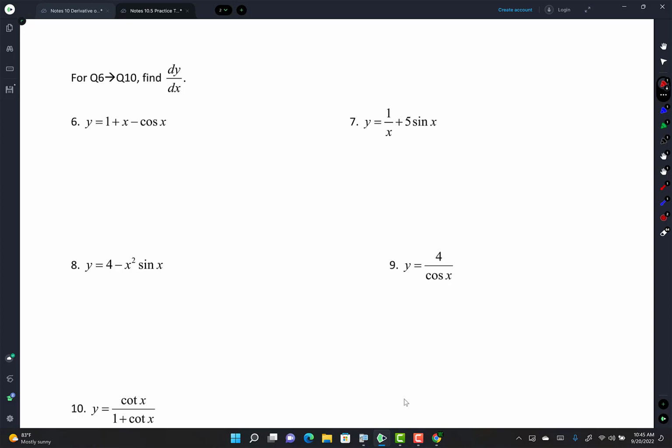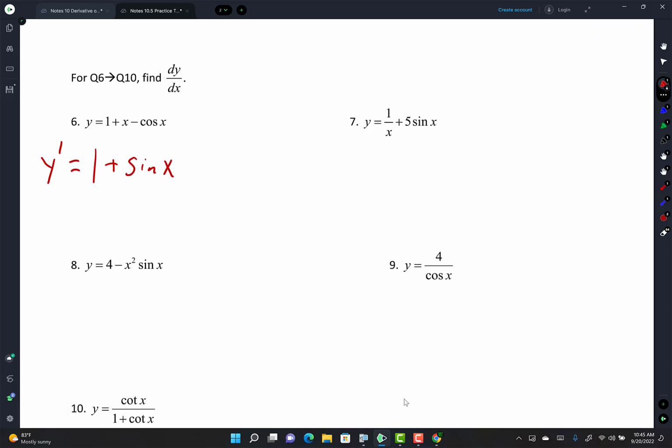Question number 6. Y equals 1 plus x minus cosine x. What do they want? Just a derivative? All right. Y prime equals, I should be writing dy dx because they say dy dx, but that's fine. Y prime equals, what's the derivative of x? 1. And the derivative of cosine is a negative, but I already have a negative, so it's going to turn into a plus sine x. Perfect. There it is. Done.